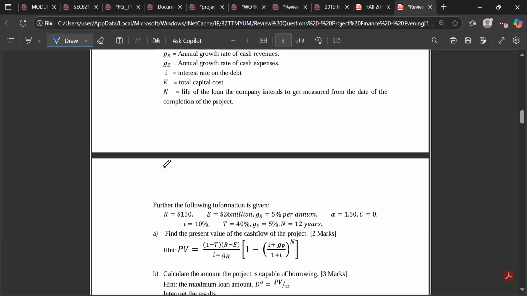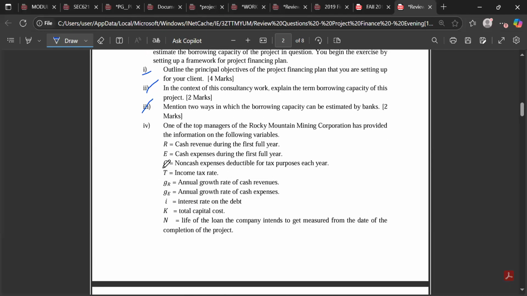So let's look at question 4, part 4 now. It says, one of the top managers has provided the following information on the variables. R shows the cash revenue in the first full year. E is the cash expense in the first full year. C is the non-cash expense deductible for tax purposes. T is the tax income rate. GR, annual growth rate of cash revenues.